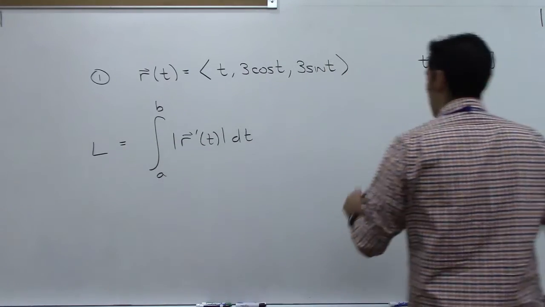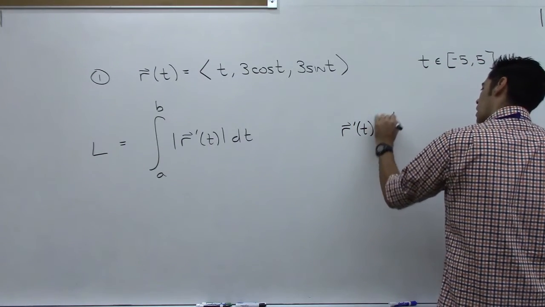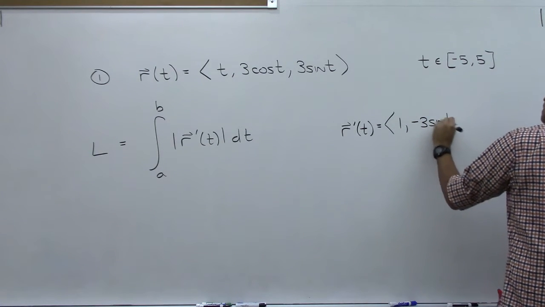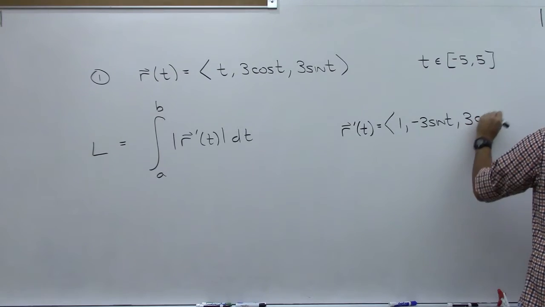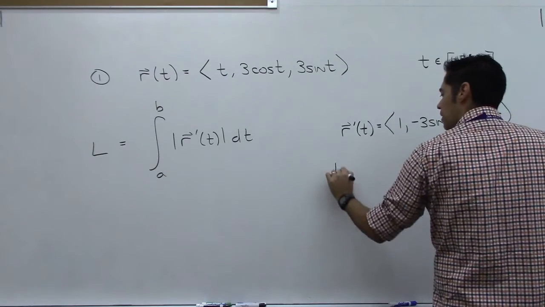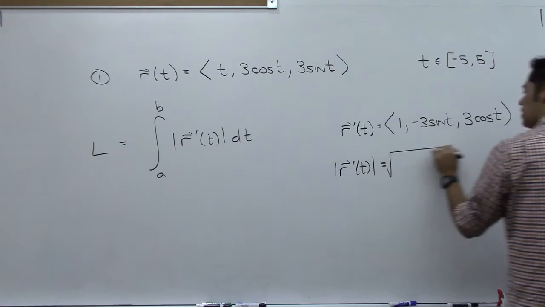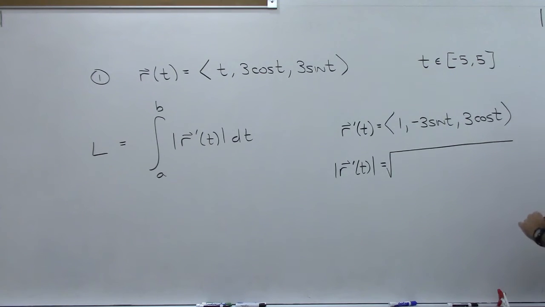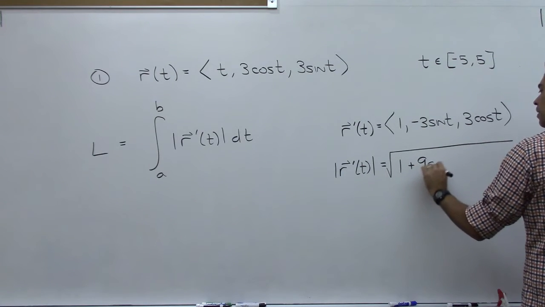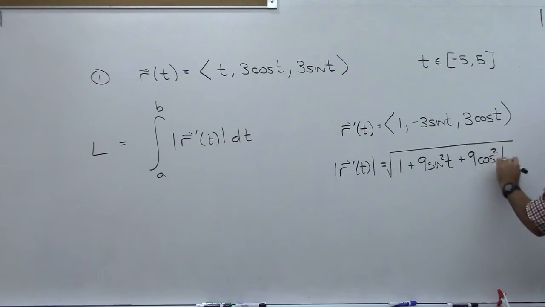So let me do some work over here. First of all, what is the derivative of this vector function? Well, the derivative is just going to be 1, -3 sine t, and 3 cosine t. So we're just taking the derivative of each component function. And now the length of this derivative, or magnitude, is going to be the square root of each of these components squared. So 1 squared is 1, plus when you square this you get 9 sine squared t, and when you square this you get 9 cosine squared t.